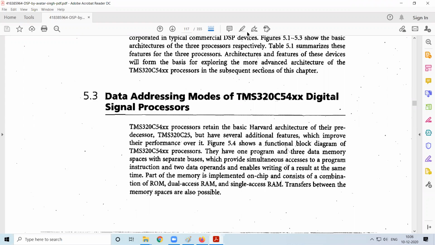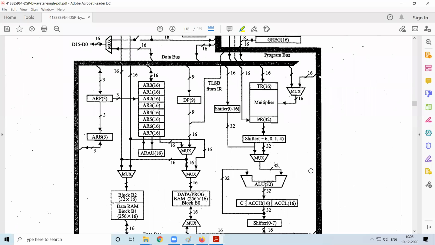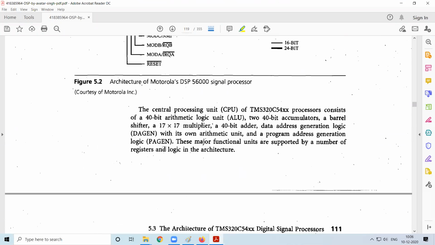Pertaining to that, we started with the discussion related to the TMS320C54XX, in which we saw what is present: the Harvard architecture, on-chip memory, RAM, ROM, single access and dual access RAM, program address generation and data address generation, and the ALU CPU, which is 40 bit in this case. One special thing is that two accumulators of 40 bits are present. Then we had 17 by 17 multipliers. We will be looking at all these one by one.